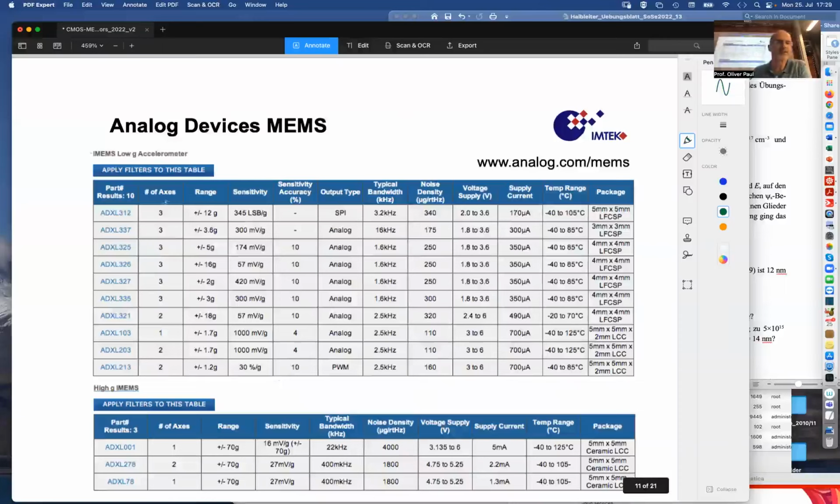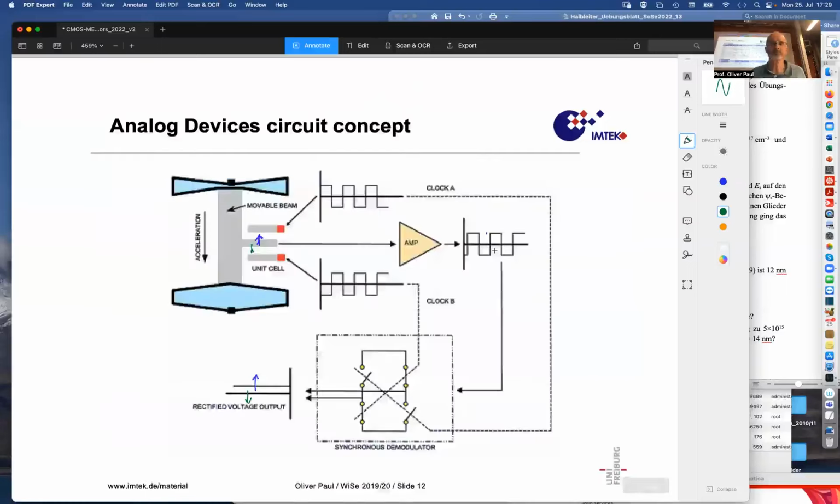And Analog Devices has all kinds of sensors, with different numbers of axes, 3-dimensional, 2-dimensional, 1-dimensional acceleration, ranges from 12g down to 1.7g, sensitivities of various kinds, and so on, for a whole range of products or applications. You can look it up on their web pages. They're of course still selling those with great success.